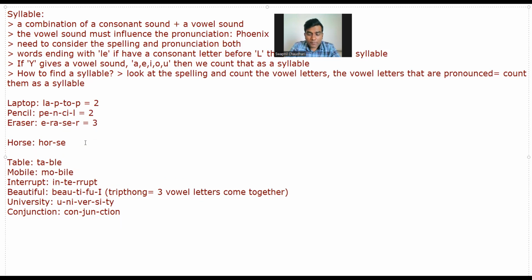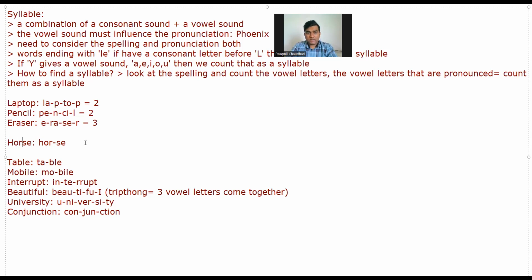Horse. What do you think about this, people? Horse. So let's count the vowel letters. We have the O letter, and then we have the E letter. So we have 2 vowel letters. And how many vowel sounds do you hear? How do we pronounce this word? Do we pronounce it like horsey? No, we pronounce it like horse, right? So how many vowel sounds are pronounced? 1, ho. This O sound is pronounced.